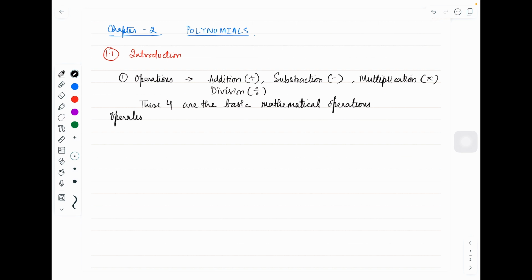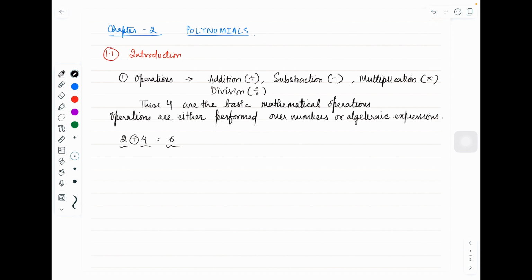These operations are performed either on numbers or algebraic expressions. Understood? For the numbers part, for example, this is 2, this is plus 4, you are performing the operation of addition, and you are getting the result 6.